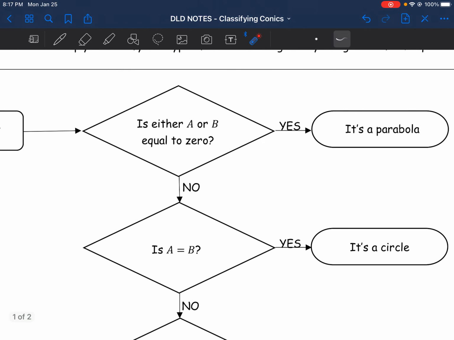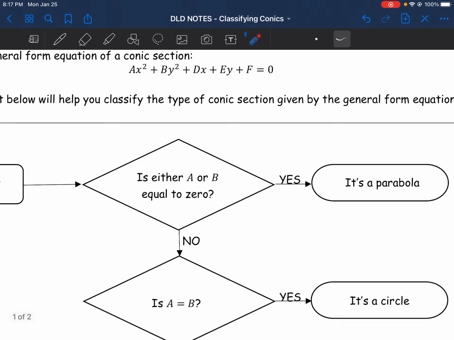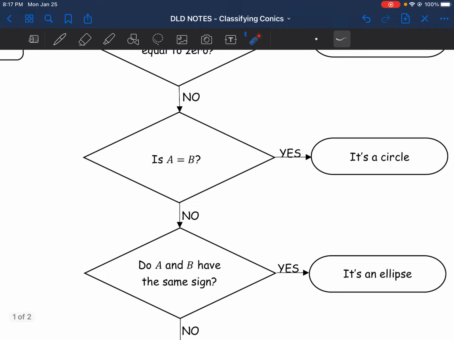But let's say that neither a or b was 0. Then the next question you would ask yourself is, is a equal to b? If the coefficient of x squared and y squared, if a and b, are equal to each other, then we would have a circle. But let's say a was not equal to b. Then we would ask ourselves, do a and b have the same sign? If the answer is yes, then we have an ellipse.